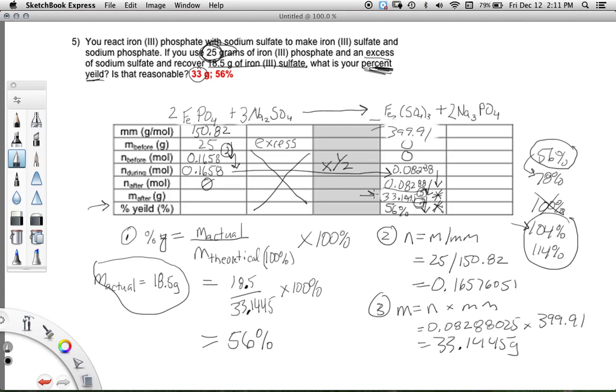So that's how you would do a percent yield one. And the key here is to make sure that's theoretical. Theoretical. Right? Don't put your 18.5 in there, because that's a real value. You want to find out in theoretical terms what's 100%.